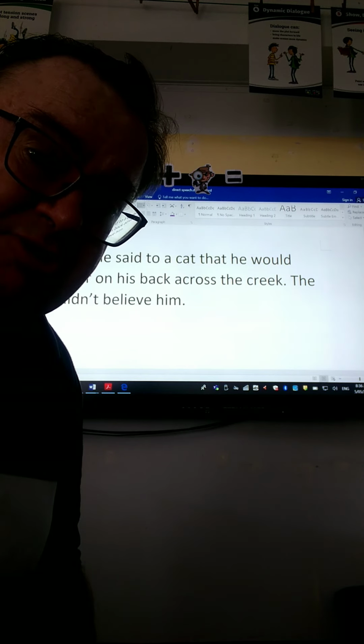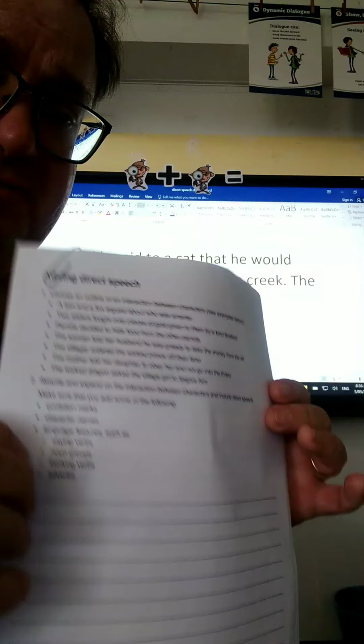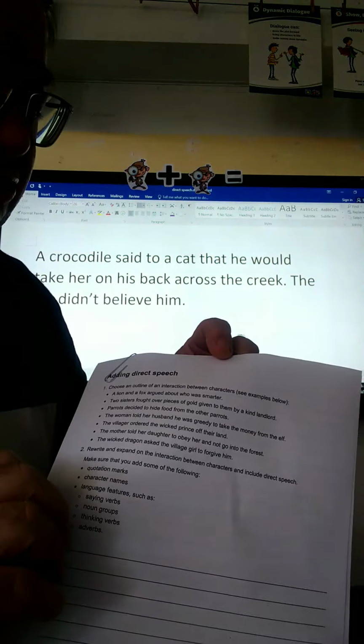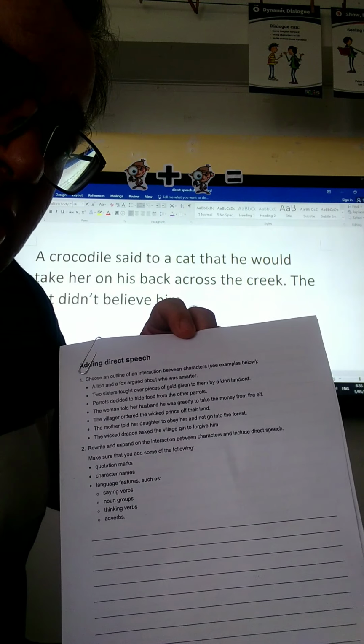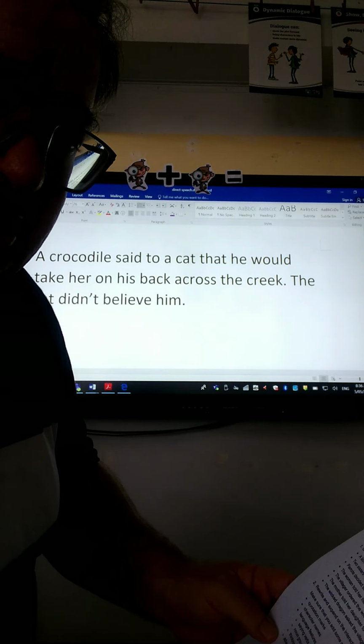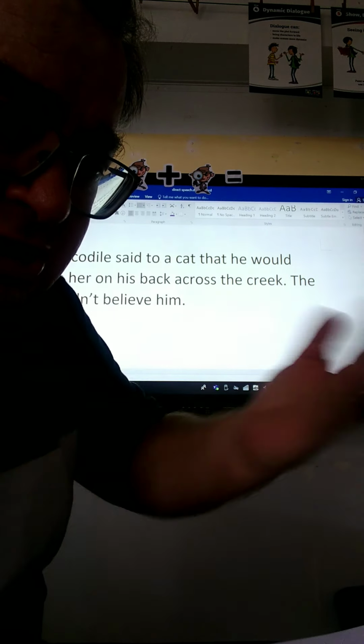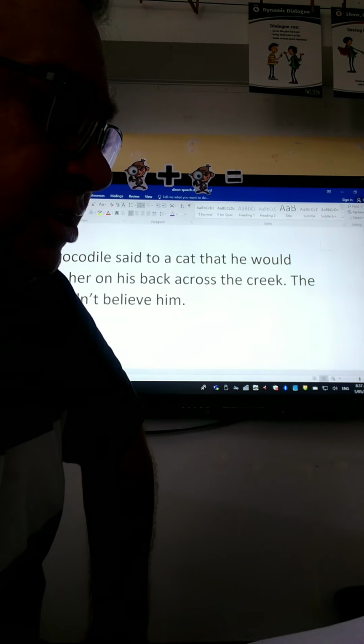Now, you're doing week 3 in your first booklet. The activity you're doing today is looking at adding direct speech, and it's a writing activity. You can do this over a couple of days. It says, number 1, choose an outline of an interaction between characters. In other words, these characters are going to be talking to each other.